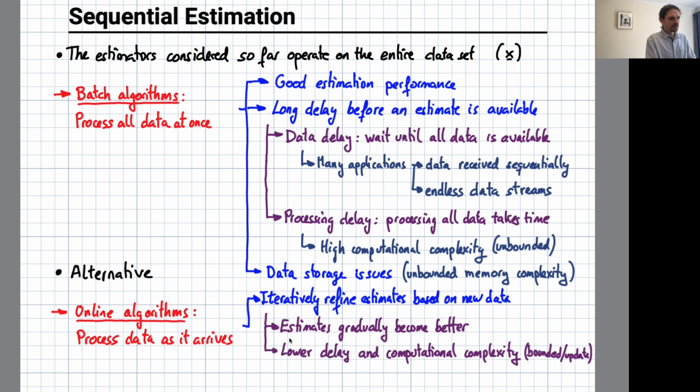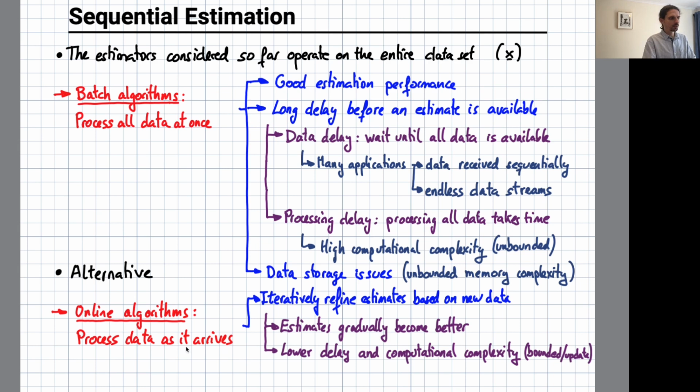Therefore, such an approach has a much lower delay, right? Because we don't have to wait for all the data, and also because at every stage we will be processing a small amount of data. A truly online algorithm will also have a bounded computational complexity per update.